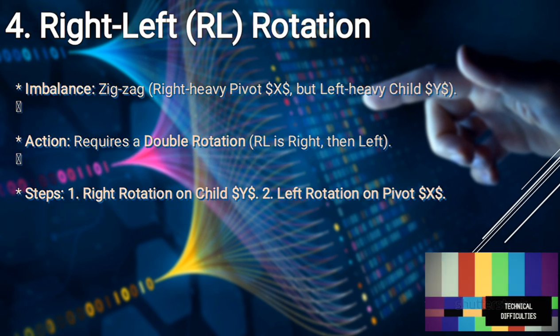And the last, fourth rotation is the right-left rotation. The right-left rotation is the mirror image of LR. The pivot is right heavy, BF of -2, but its right child is left heavy. This is fixed with another double rotation. First, a right rotation on the child, and second, a left rotation on the original pivot. This fixes the right-left imbalance.